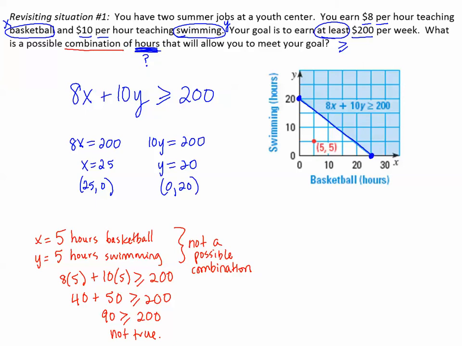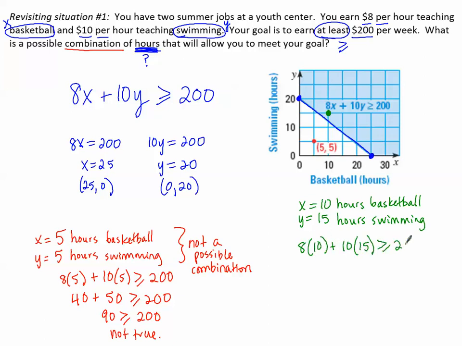Can we use the graph to figure out what would be a possible combination? Well, anything in the shaded region would be. So if I pick 10 for the x and 15 for the y, that's in the shaded region. X could be 10 and y could be 15. So that would be 10 hours of teaching basketball and 15 hours of teaching swimming. And that would be a possible combination. We can plug it in to the inequality to check another way. 8 times 10 plus 10 times 15 greater than or equal to 200. 8 times 10 is 80, 10 times 15 is 150, and adding those together makes 230. 230 is greater than or equal to 200. This is true. So this is a possible combination.